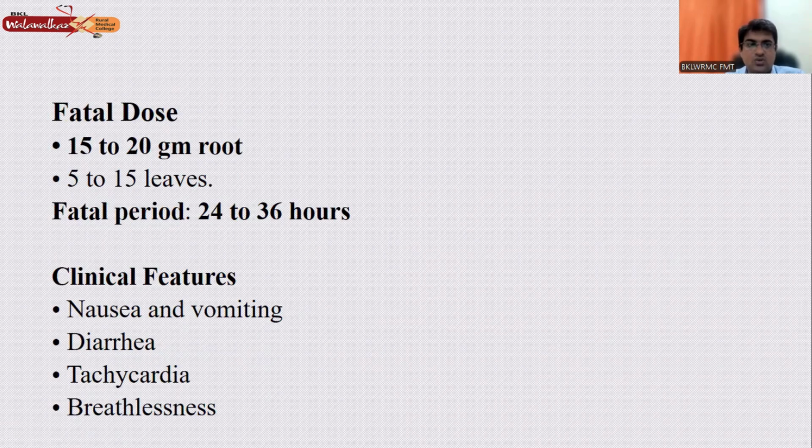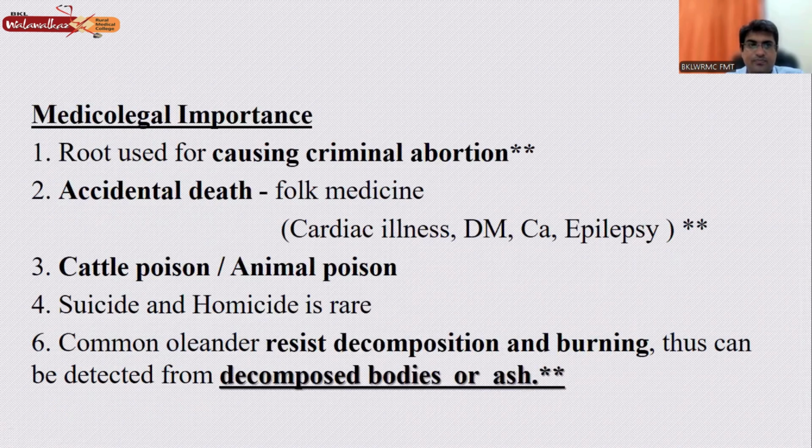Then what is the fatal dose? 15 to 20 milligrams of root, or 5 to 15 leaves. These are the fatal doses of this poison. And what is the fatal period? 24 to 36 hours is the fatal period of this poison. So what are the clinical features? Clinical features include nausea, vomiting, diarrhea, tachycardia, and breathlessness.